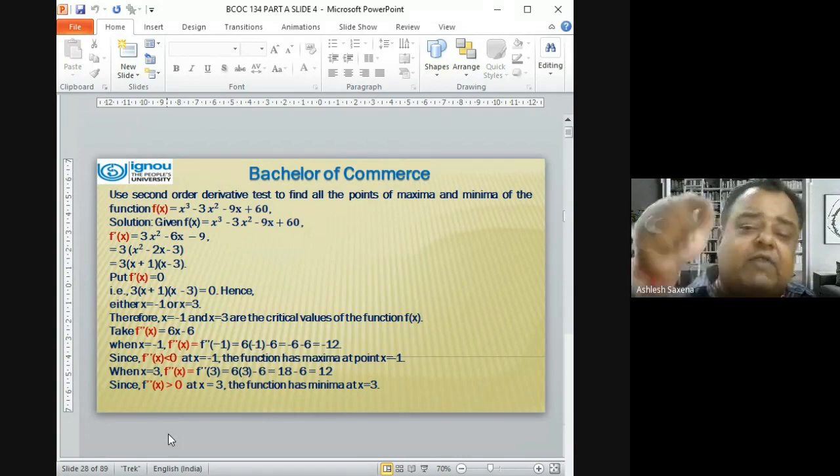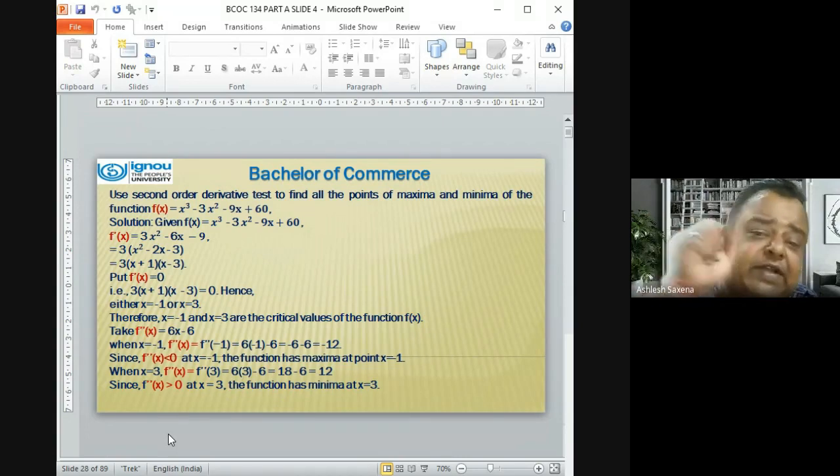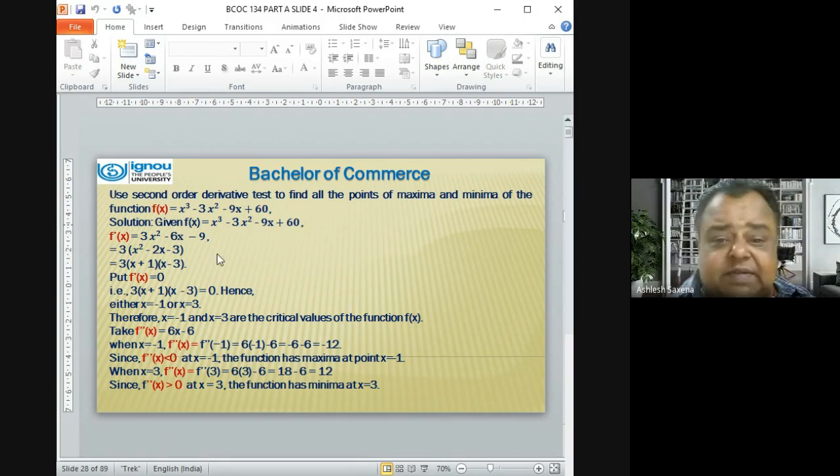So straight away what we will be doing? We will be differentiating this function, this marked with red. This will be f double dash of x. 2 into 3 is 6, 6x minus 6. This is your second derivative.